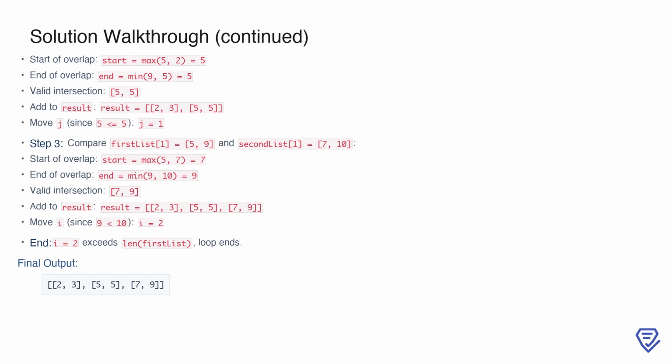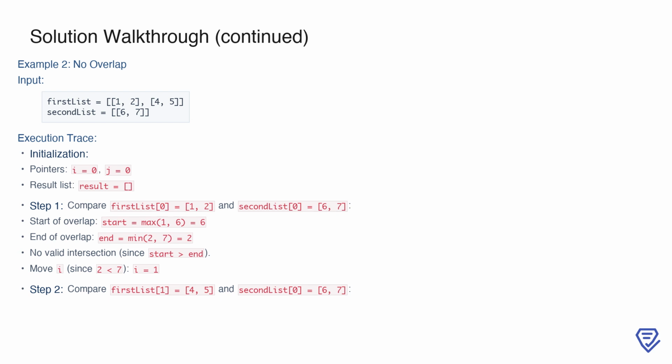Since the end of [5, 9] is less than the end of [7, 10], we move the pointer i. At this point, i exceeds the length of first list, so the loop terminates. The final result is [2, 3], [5, 5], [7, 9].